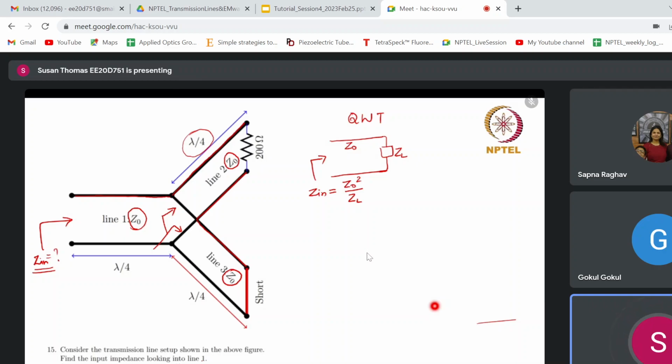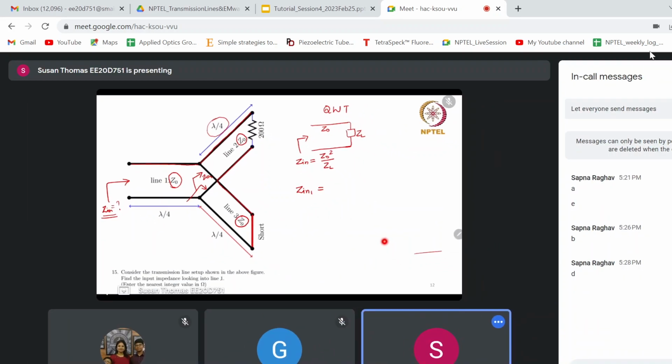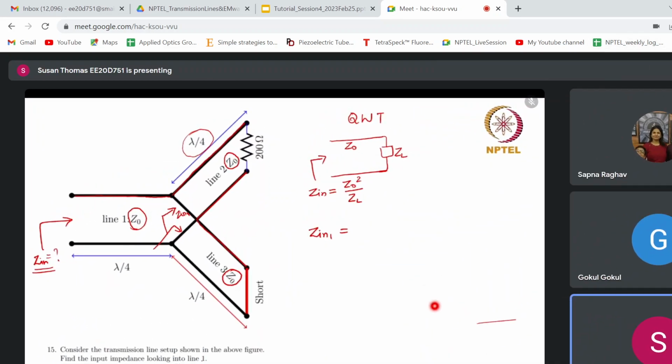Okay. So this is the case with any quarter wave transformer. Now, in that case, can you tell what will be, maybe I can write this as Zin1. What is Zin1? Can you tell what is Zin1? Zin1 will be Z0 square divided by 200. Okay.